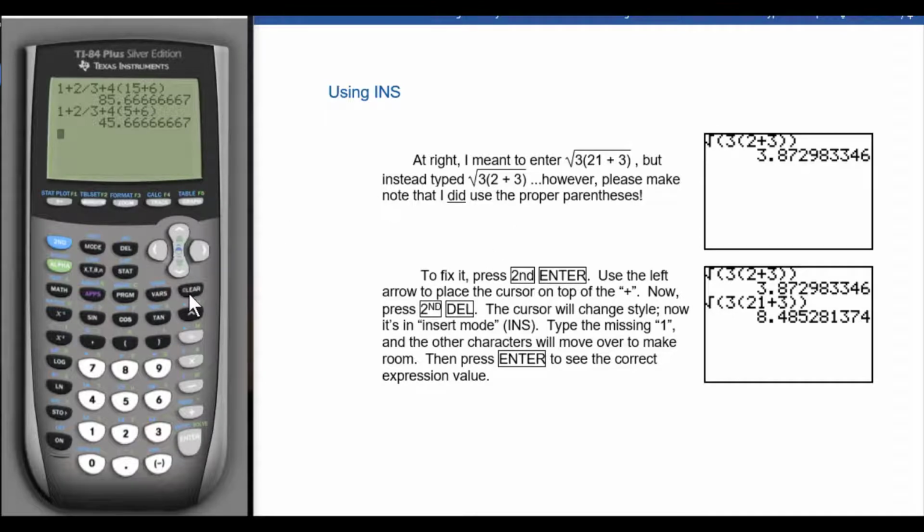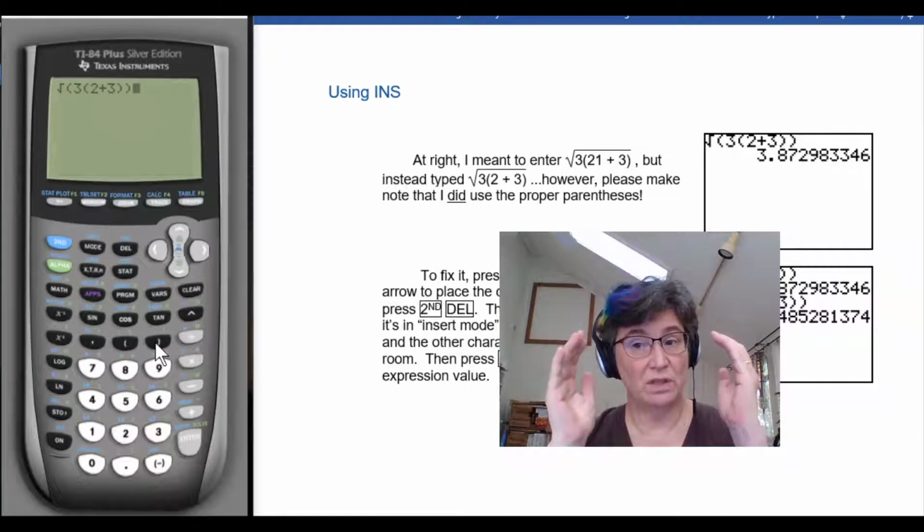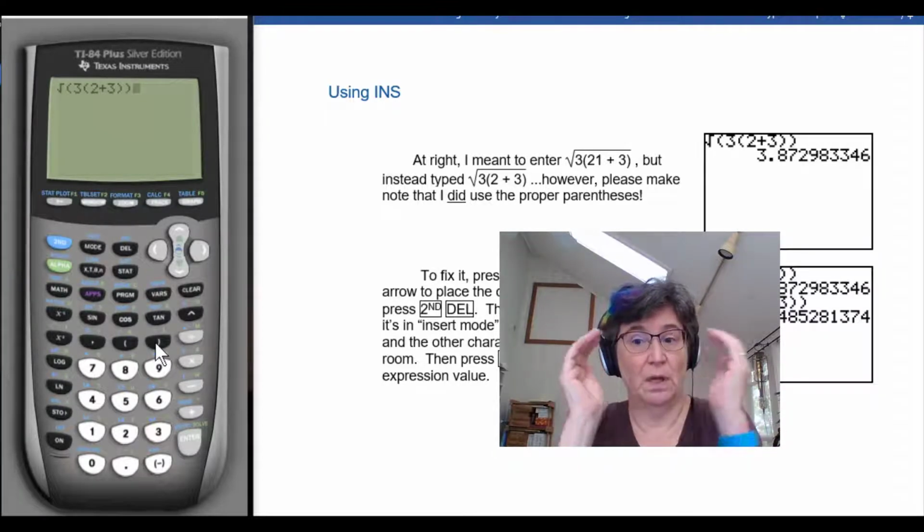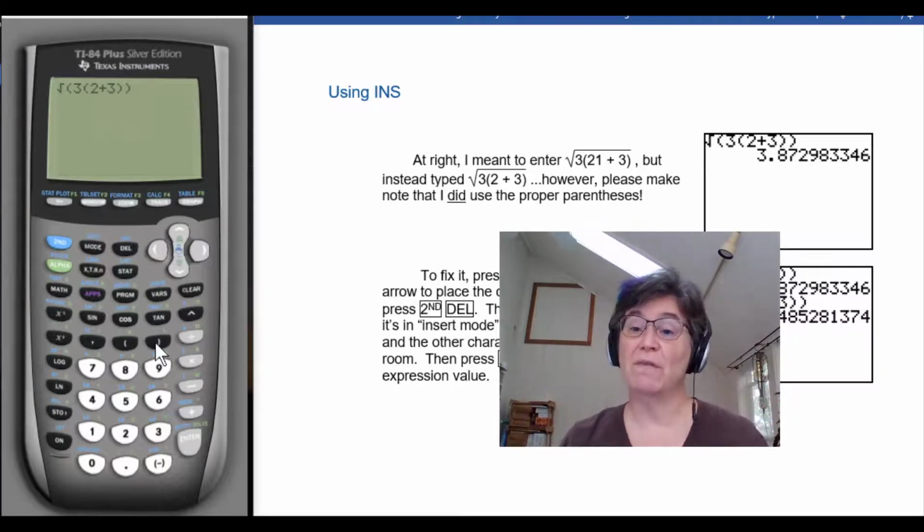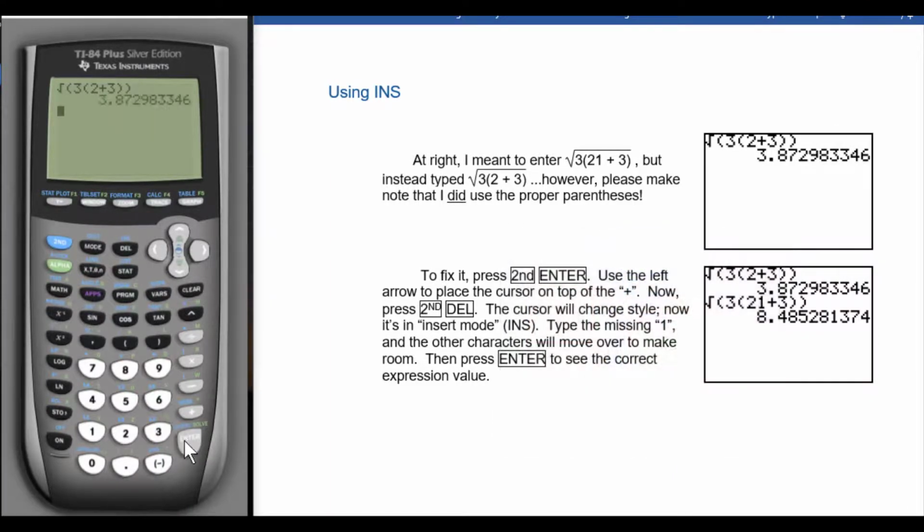Okay? So I'm going to clear my calculator. Square root. Oh, it's right here above the squared key. Square root of 3 parentheses 2 plus 3, close the parentheses for the square root. So my calculator has 2 sets of parentheses, one for the 2 plus 3 and one for the square root. If you have a newer calculator, it'll actually draw the square root the same way we would in handwriting. So let's press enter.